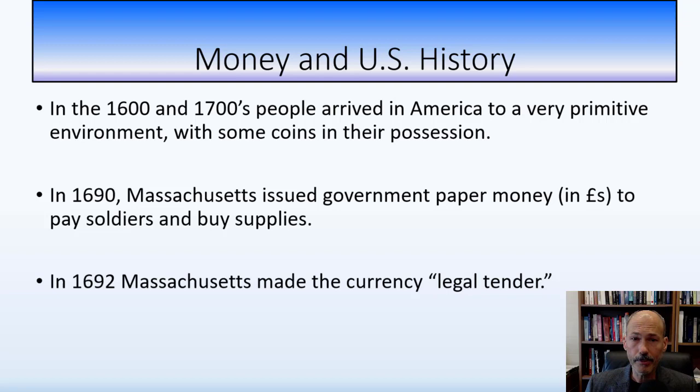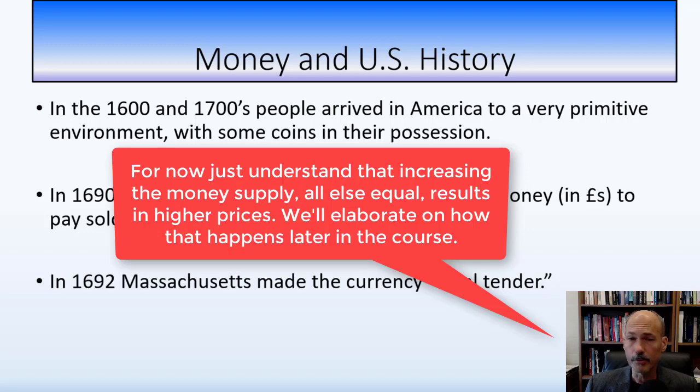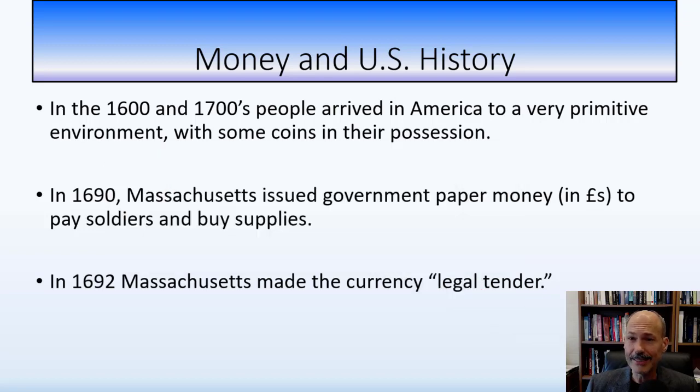The people of Massachusetts knew and were suspicious of such issuance of paper. And what happens almost always in these situations is it becomes too easy to print paper, and governments overprint, and you end up getting inflation. People knew that. And in 1692, Massachusetts had to make the currency legal tender, which means you were forced to take it as part of a transaction. So you're forced to take that payment of that paper money.